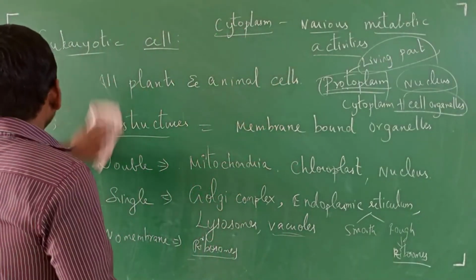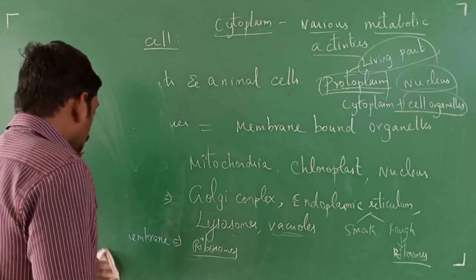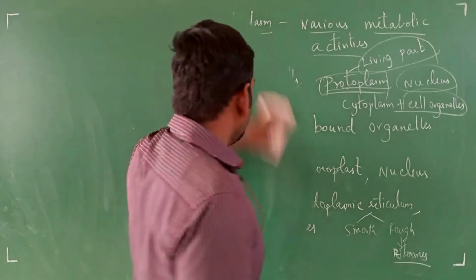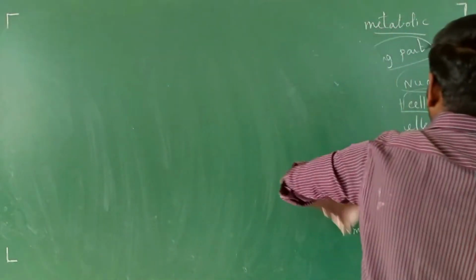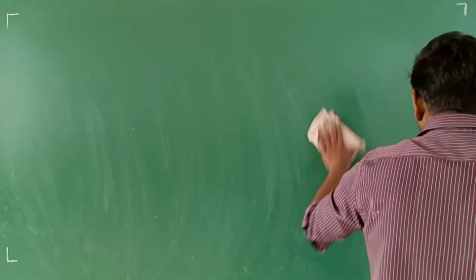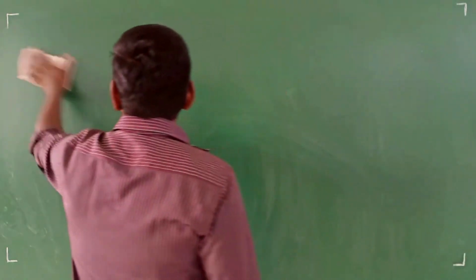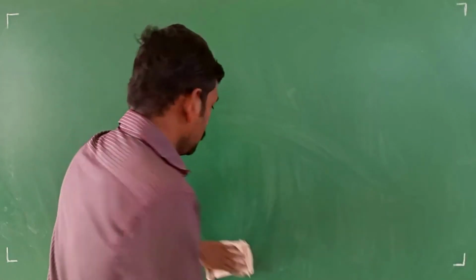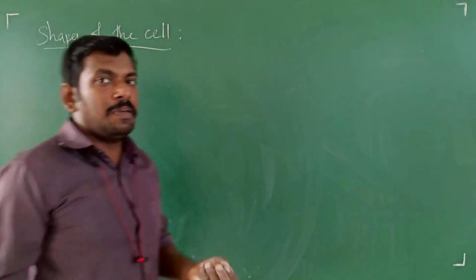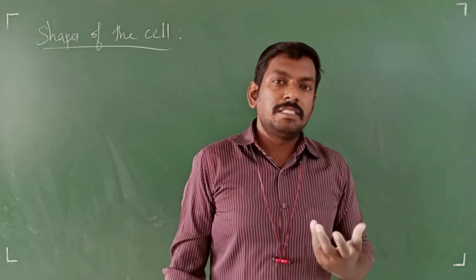So we have seen the prokaryotic and eukaryotic overview and the plant and animal cells. We will see them in detail in the forthcoming classes. So now we will see about the shapes of the cell. Regarding the shapes, you will be having various shapes.